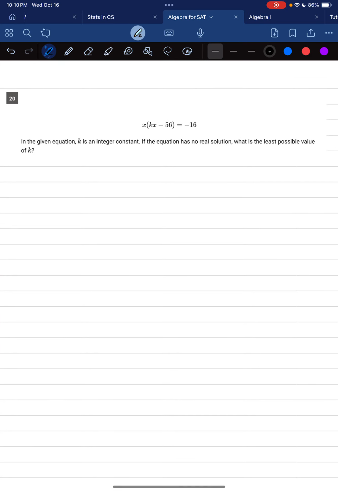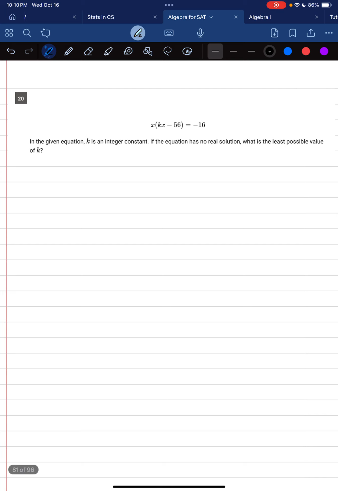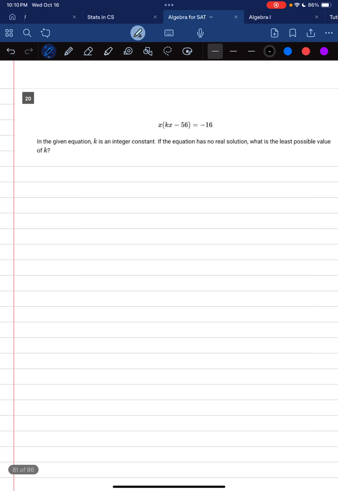Let's take a look at number 20. It says, in the given equation, k is an integer constant. If the equation has no real solution, what is the least possible value of k? So this question is dealing with quadratic equations and the discriminant. So if you miss this, then you should review those topics.